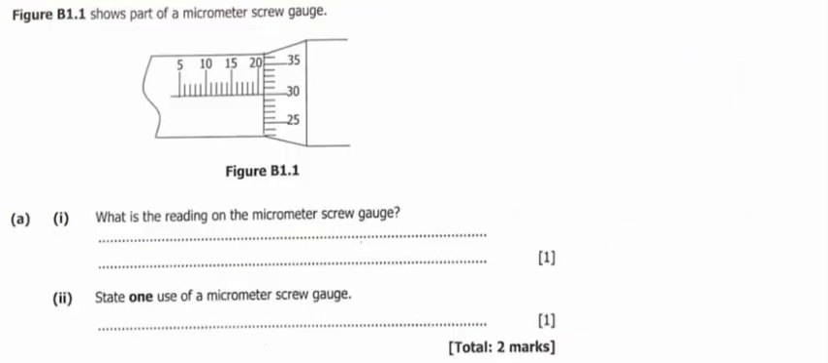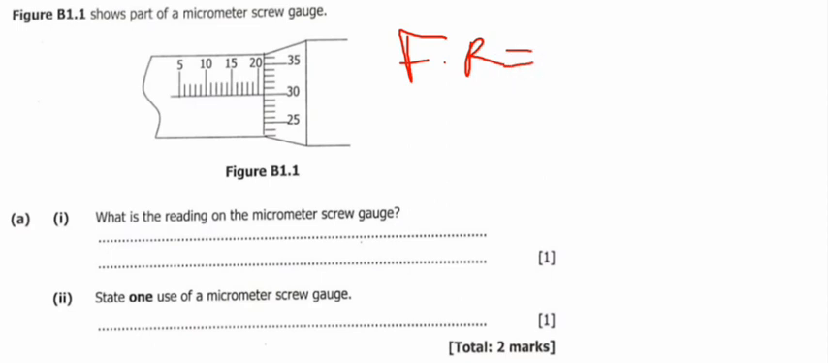Question 2. Figure B1.1 shows part of a micrometer screw gauge. So we have the micrometer screw gauge here. The first question is saying, what is the reading on the micrometer screw gauge? Here, they haven't given us the units, like millimeters or centimeters. So when you haven't been given the units, you need to use the accuracy of the micrometer screw gauge in millimeters.